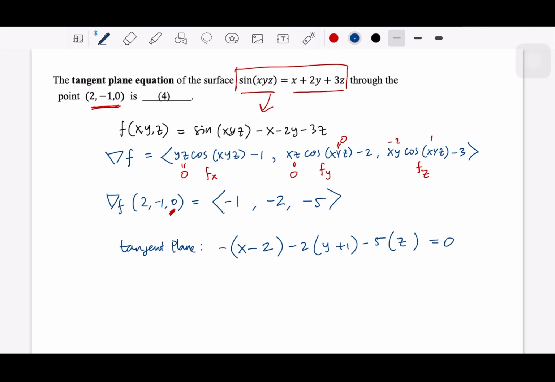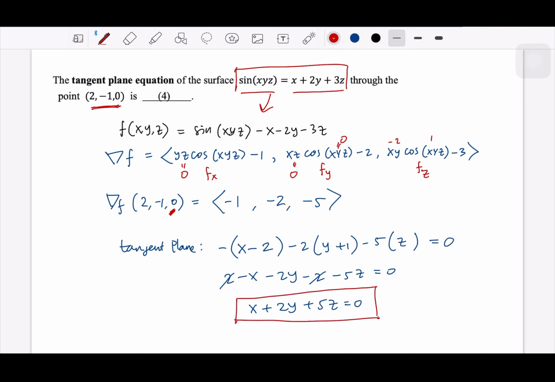So we can set up the equation: 2 minus x minus 2y minus 2 minus 5z. Or we can simplify it. We can cancel this, simplify it, and it becomes x plus 2y plus 5z equal to 0. So this will be our answer for the tangent plane.